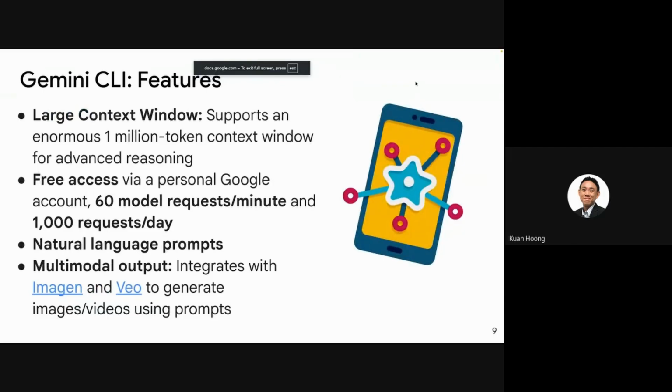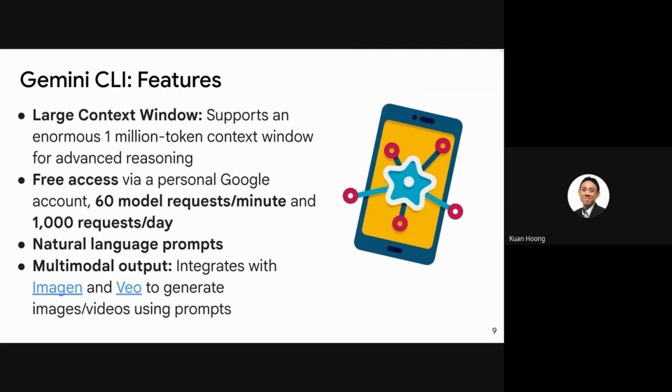So what are the features of Gemini CLI? The first thing is it has a very large context window. As we know, when we deal with all these large language models, one of the things that is important is the amount of tokens that we use. In Gemini CLI, it has this 1 million tokens context window. It allows you to have a once reasoning.